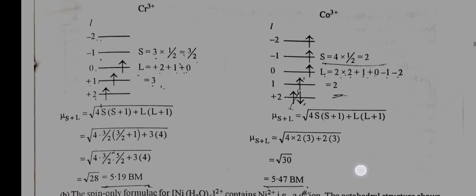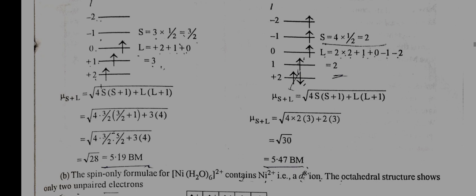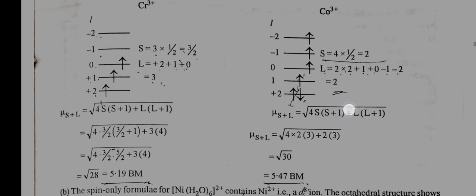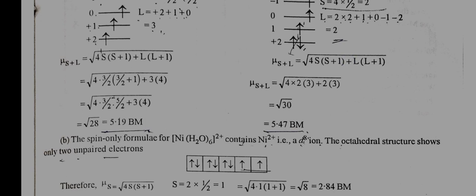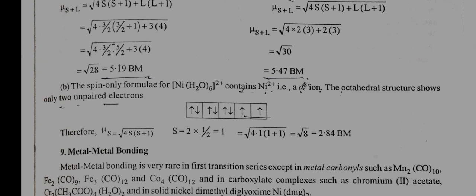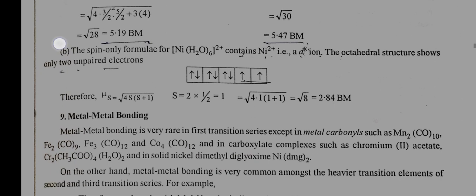That is, for chromium 3 positive, it is 5.1 Bohr magneton, and for cobalt 3 positive, it is 5.47 BM. B. The spin-only formula applies to Ni(H2O)6 2 positive, which contains Ni2 positive, a d8 ion. The octahedral structure shows only 2 unpaired electrons. Therefore, mu S is equal to under root 4S of S plus 1. That is, S is equal to 2 into half, which is equal to 1, so mu is under root 4 times 1 times 1 plus 1, which is equal to under root 8, which is further equal to 2.84 Bohr magneton.